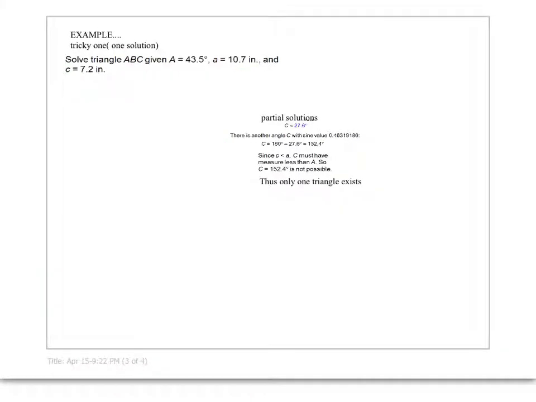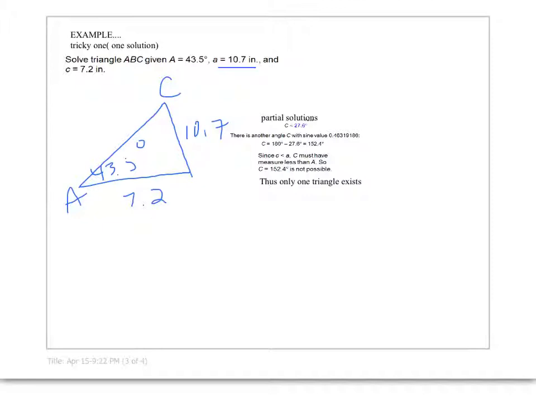Okay, in this next example, I say, aha, this is a tricky one. So let's see what happens. Just start by drawing it. Angle A is 43.5 degrees. Little a is 10.7 inches. Little c is 7.2. And I don't necessarily have this drawn to scale. Okay, and then here could be b and little b.